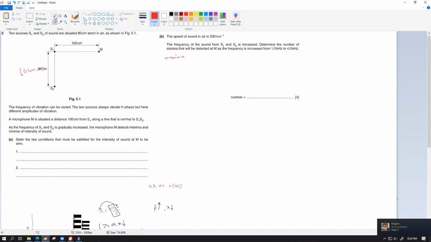So first, tell me the path difference that you get for this question. What was the path difference? 16.6 centimeters. 16.6 or 16.7? What came after the 6? 16.62 came. Okay, 16.6 then is fine, 16.6 centimeter was the path difference.